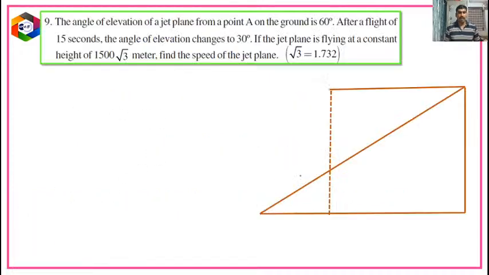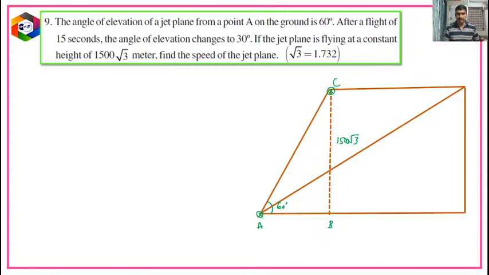Okay, now let us observe children here. This is the actual starting position of the jet plane, at a height of 1500 root 3 meters. This is the initial position, that means the person is observing from here. This is the angle of elevation. At what angle of elevation is this jet plane? 60 degrees in this case. This is the observation point A, this is BC.